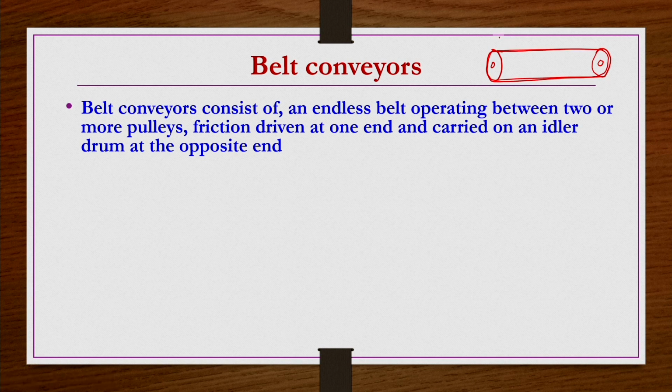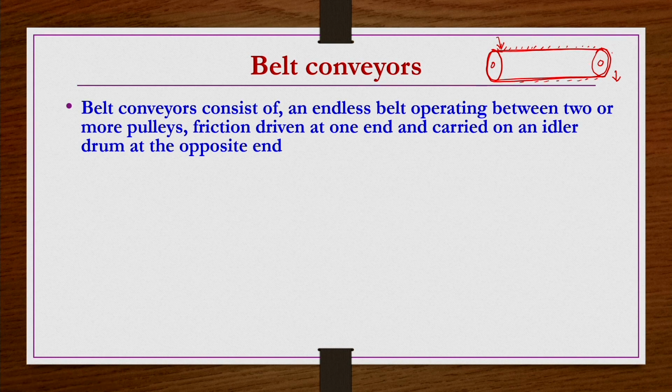Whatever material is coming from the loading point will be taken here, and as the belt moves, that material will be carried to the subsequent section and then collected at a discharge section. So, this belt rotates like this and the operation continues. This is the basic principle of the belt conveyor.